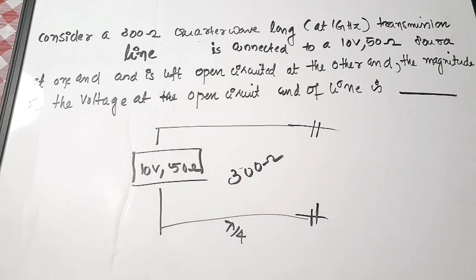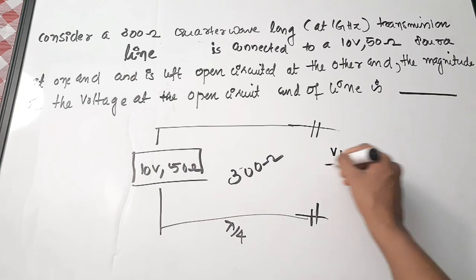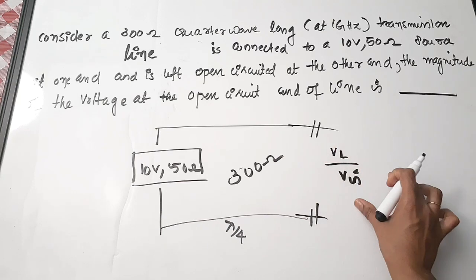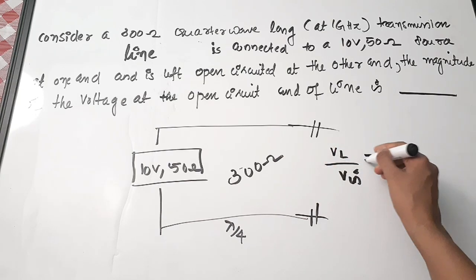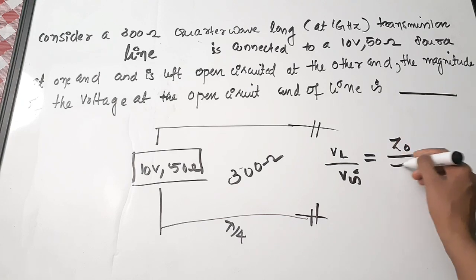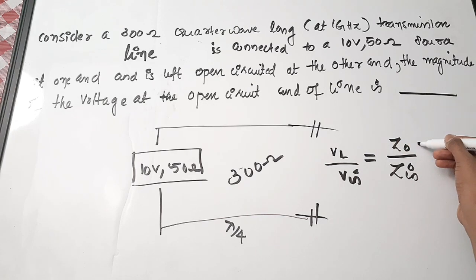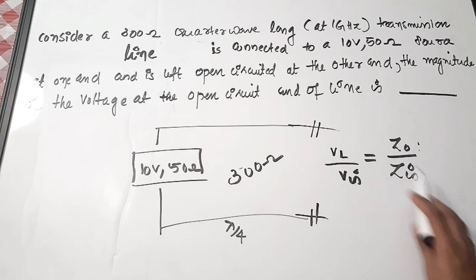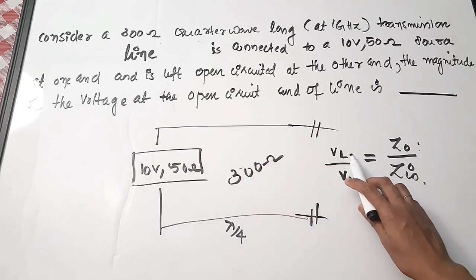Now what you need to find here is the magnitude of voltage at the open circuit end of the line. Okay, so in order to find that, you have to use a relation VL by Vin, voltage at the load side by voltage at the input side, is equal to Z0 by Zin. Z0 is the parasitic impedance, Zin is the input impedance. Here, parasitic impedance is given, Zin is given 50 ohm. VL we need to find.